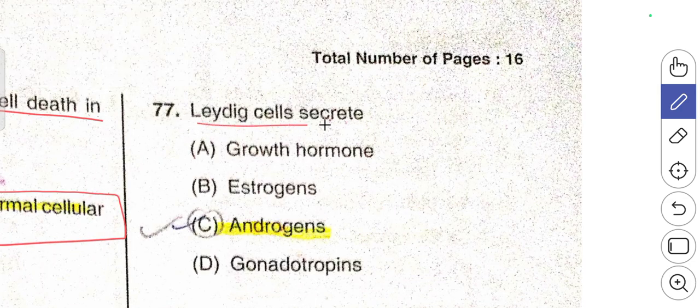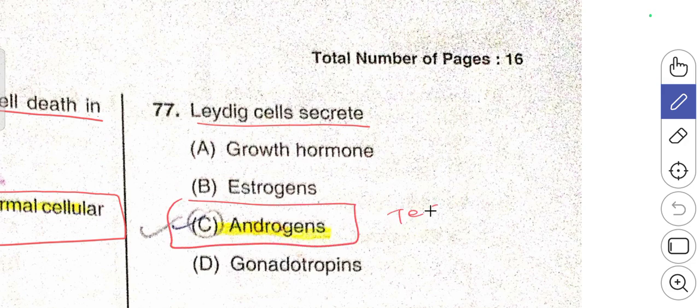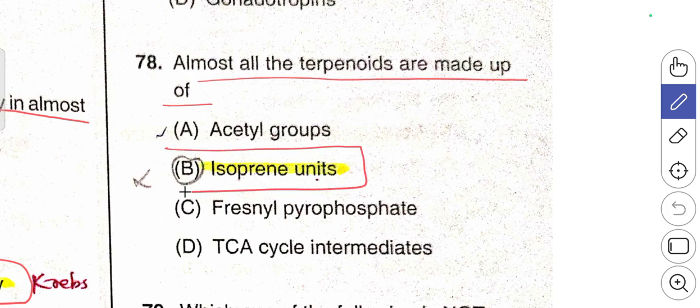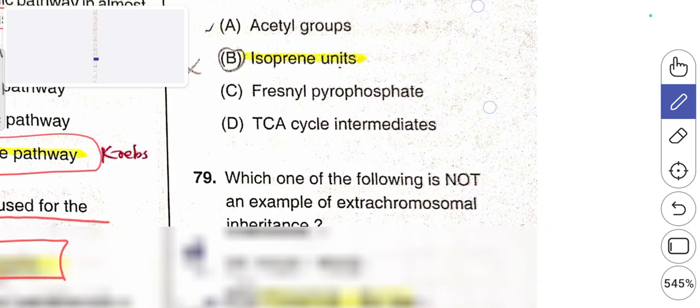77 question. Leydig cells secrete androgens, that is testosterone. Then 78th question. Almost all the terpenoids are made up of, these terpenoids will be made up of the isoprene unit. So B is the right answer.